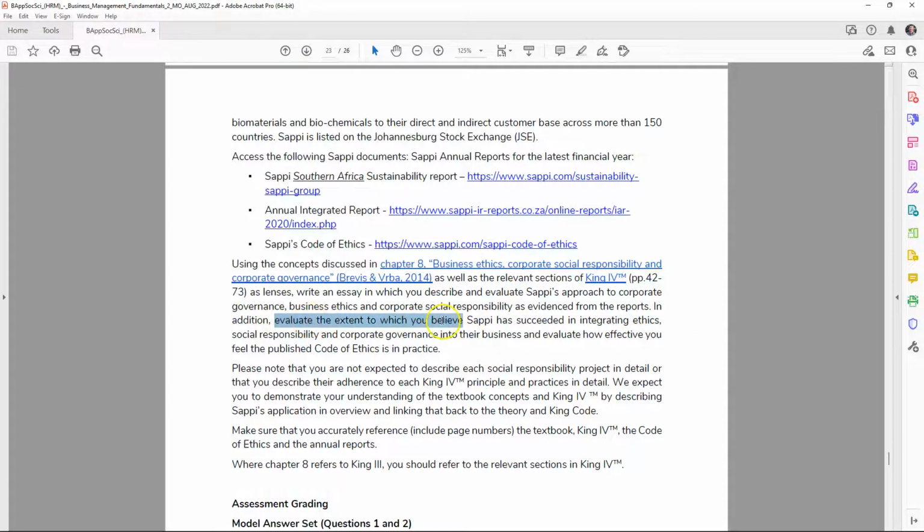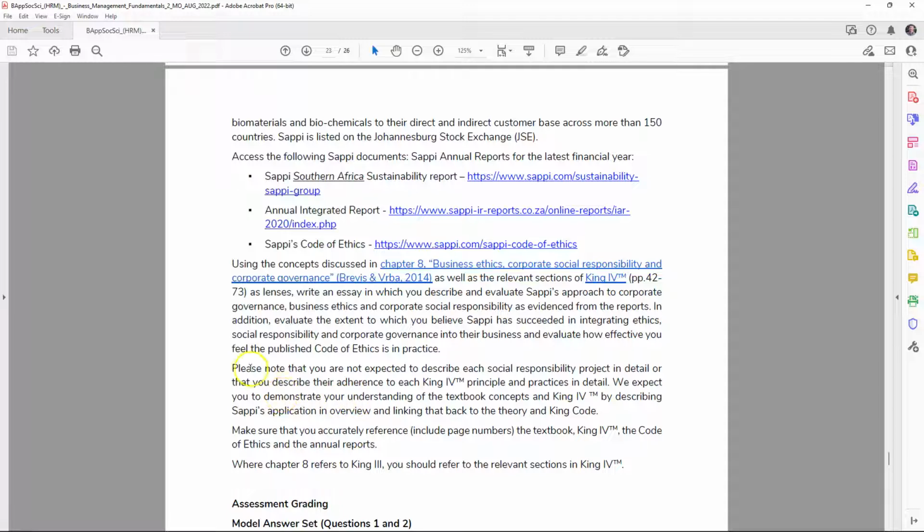Evaluate the extent to which SAPI has succeeded in integrating ethics and social responsibility in corporate governance. That's another issue. And then you've got 3 issues here which you need to describe and evaluate: the approach to corporate governance, business ethics and corporate social responsibility. So you've got to read this paragraph carefully and ensure that you cover each element properly. I'll show you the model, the template rather, for the assessment 3 answer shortly.